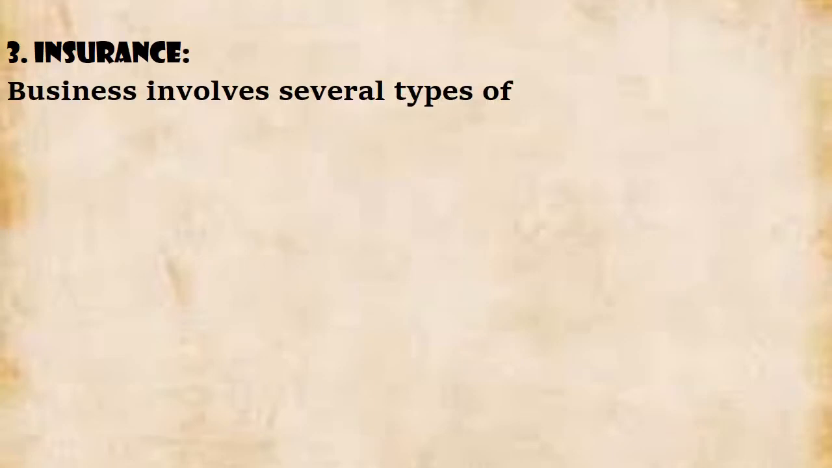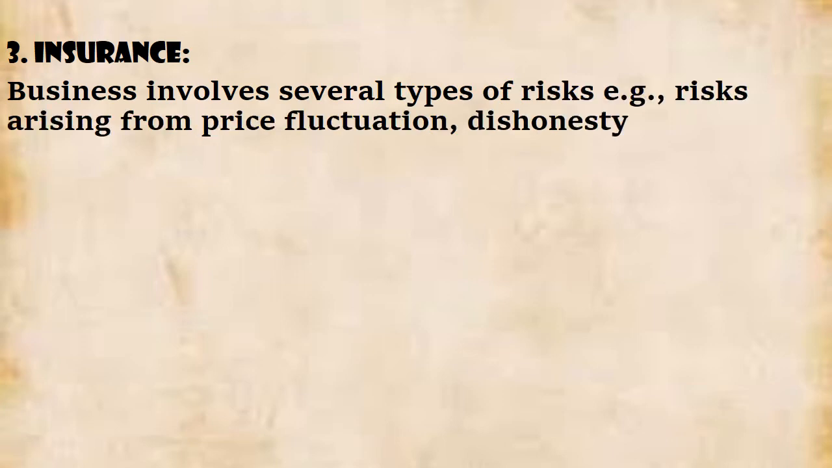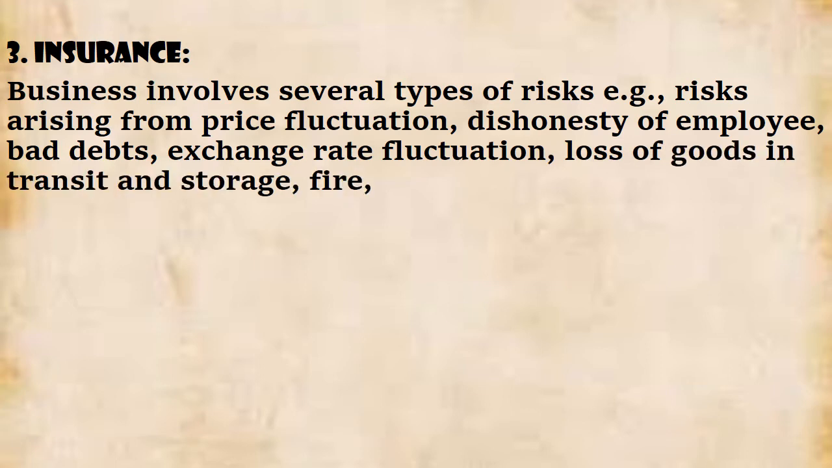Next we have insurance. Business involves several types of risk. Example, risk arising from price fluctuation, dishonesty of employees, bad debts, exchange rate fluctuation, loss of goods in transit and storage, fire, floods, etc. So the risk in the business can be of any type. Some can be covered, some cannot be covered, and we cannot predict that this risk is for sure going to happen. It can come anytime.